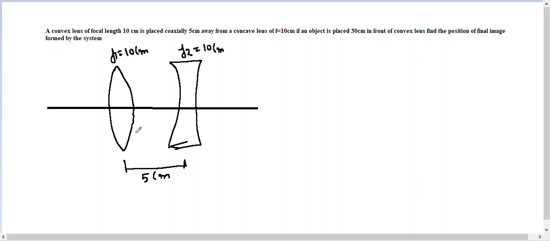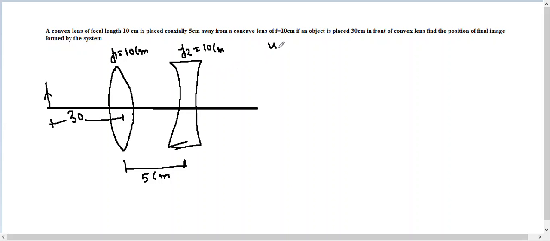If an object is placed 30 cm in front of the convex lens, that means this is the object, which is 30 cm in front of the lens. Find the position of the final image formed. Okay, so let us go for it one by one. Let's talk about the convex lens first.